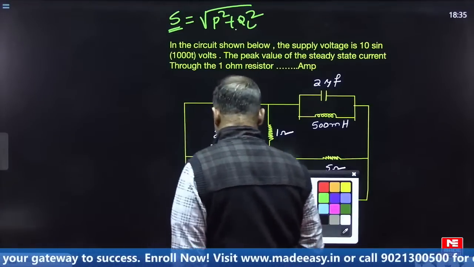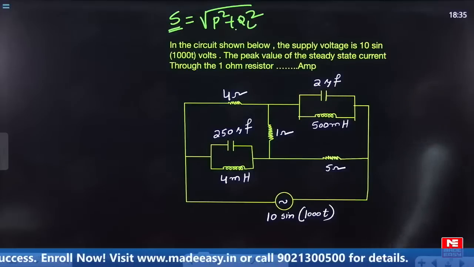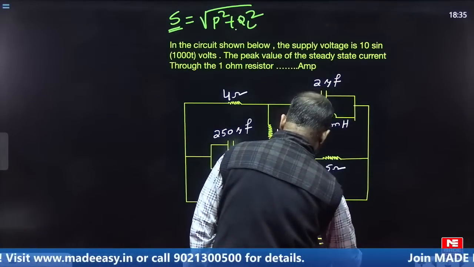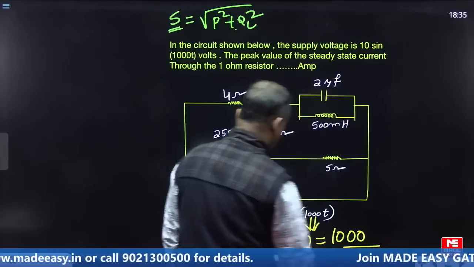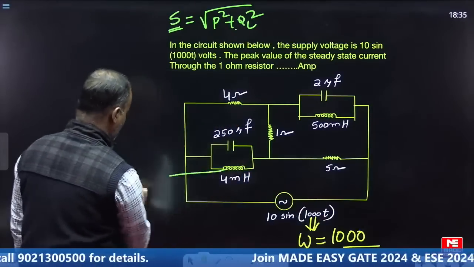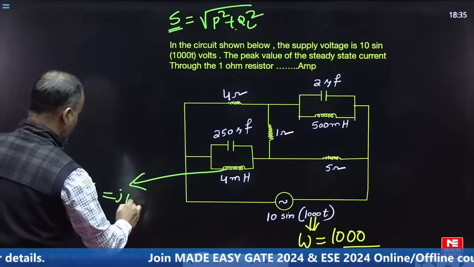Now for this example, first let us concentrate on the respective inductive reactance and capacitive reactance. The question has given you the omega value. How much is it? Omega is 1000. Now from this, first can you find the XL value? jXL, omega L.